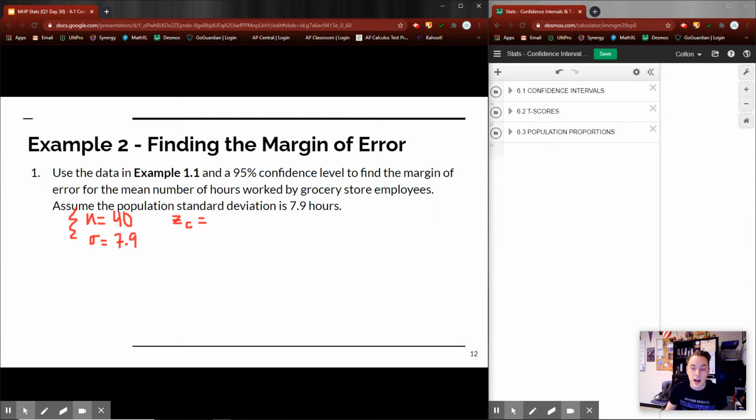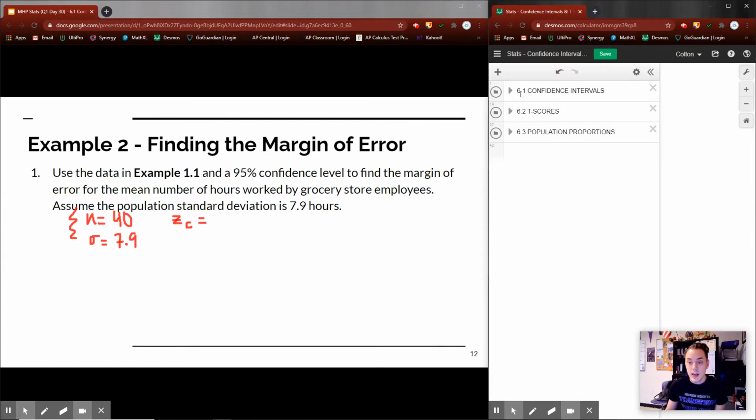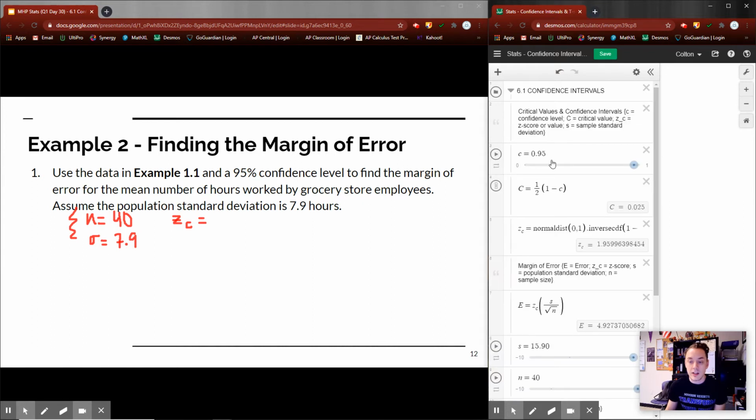Fantastic. So notice this is my Desmos calculator. This thing that you can use is on Google Classroom. I'm not going to show you that right now, but it's on Google Classroom, Desmos links, underneath the stats page. So please go there. You're going to click on 6.1 because that's the one that we're on right now. And once you click on 6.1, you're going to see a whole list of stuff. So I'm going to explain each one of these.